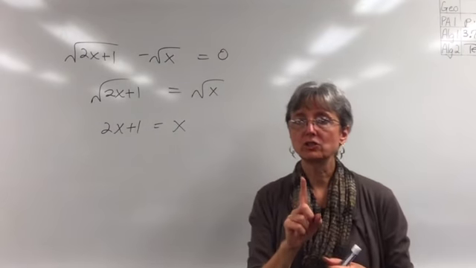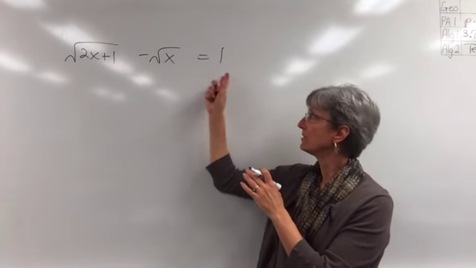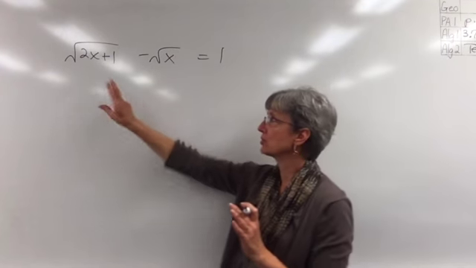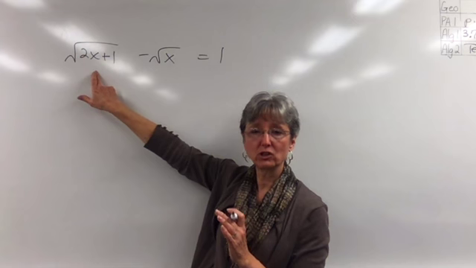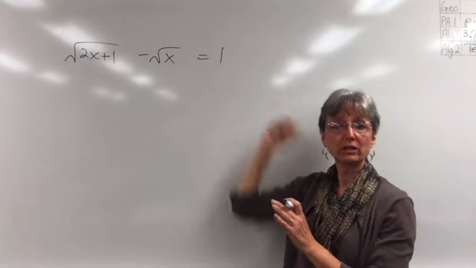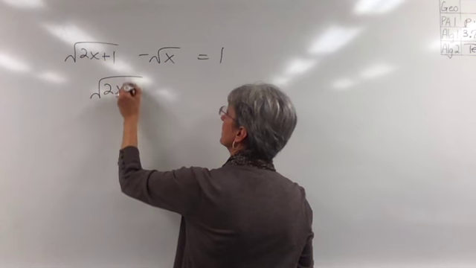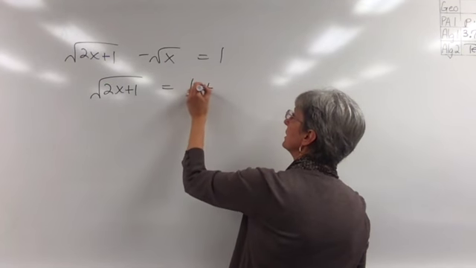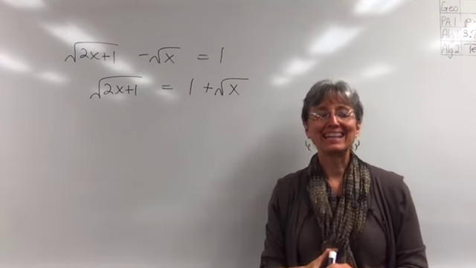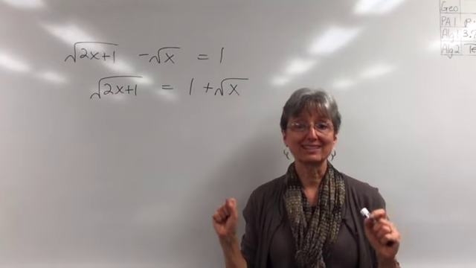Unfortunately, this original equation wasn't so simple. So even though we have this 1 in here, we're still going to do a similar type of situation. We're going to make sure that the most complicated radical is left by itself, and we're going to take the simpler radical and put it with our whole number. So what we're going to end up with is the square root of 2x plus 1 is equal to 1 plus the square root of x, because we added square root of x to both sides. And now we're going to undo this radical by squaring both sides.